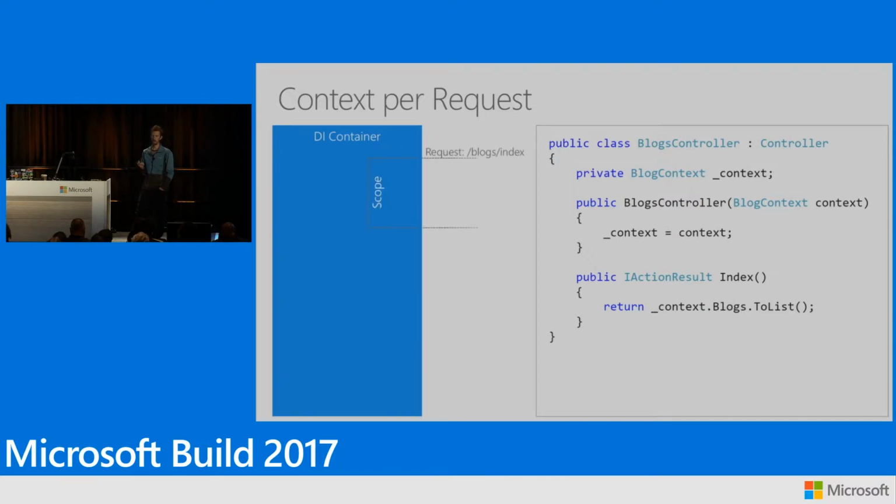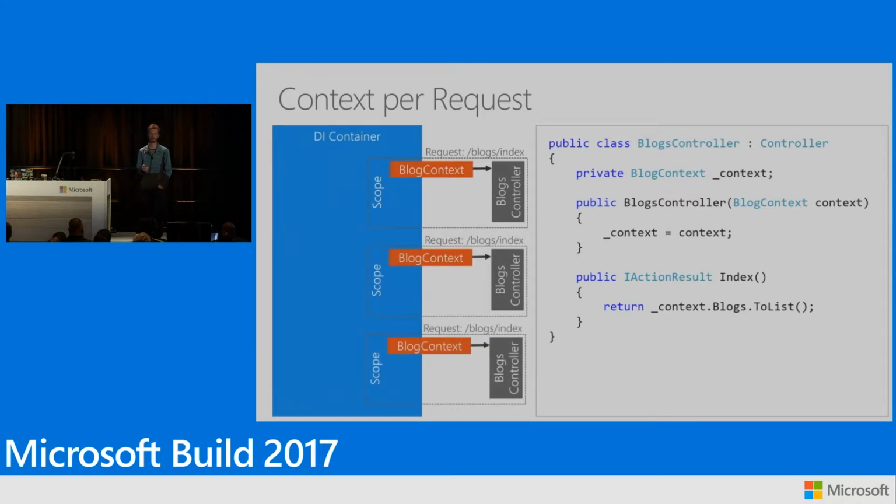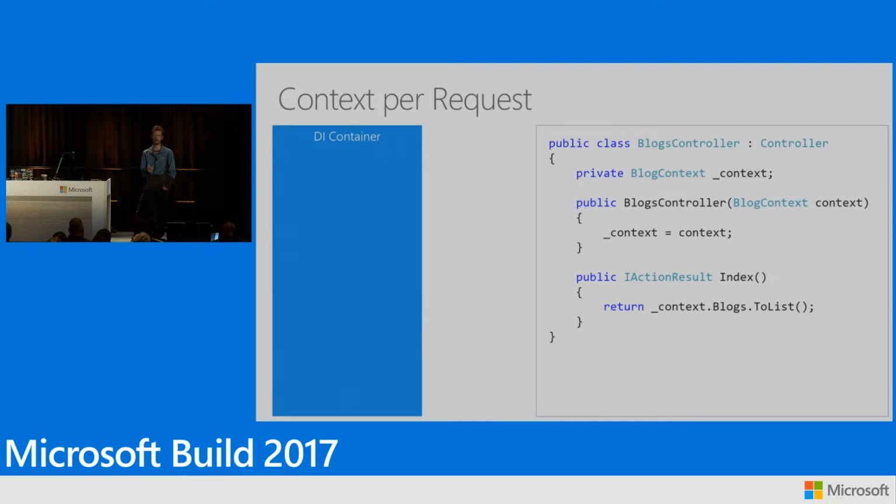So when a request comes in, a scope is created in the container. And a scope is just a way of saying, there are some services that should be unique to the request. And a context is one of those. We definitely don't want to share context between requests. So when the scope comes in, a new context instance is created and passed into the controller. And then that same thing happens for all subsequent requests. And as the requests complete, all of that stuff is torn down and thrown away.